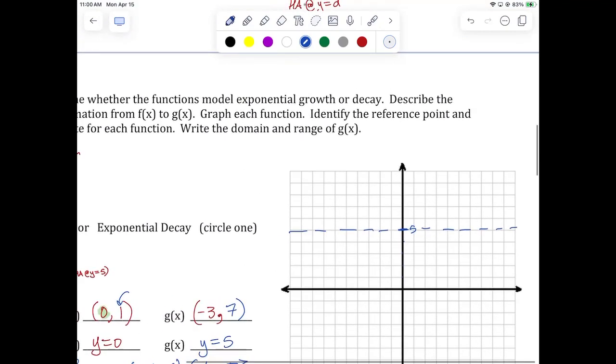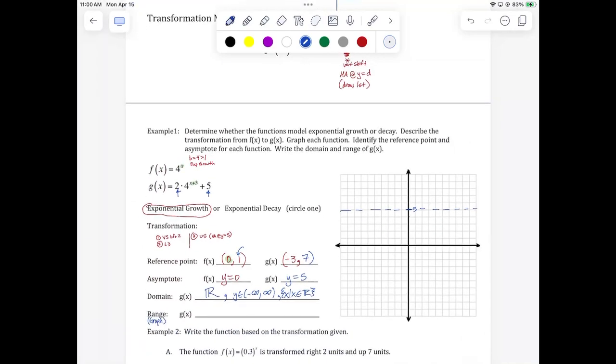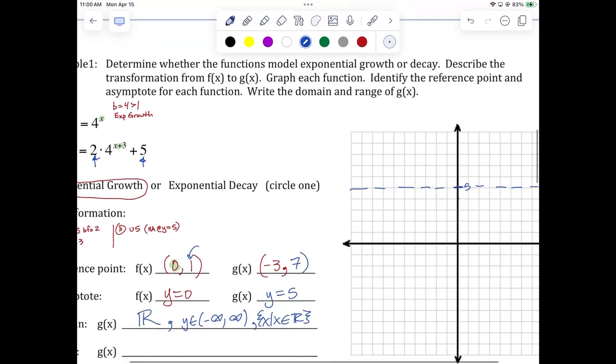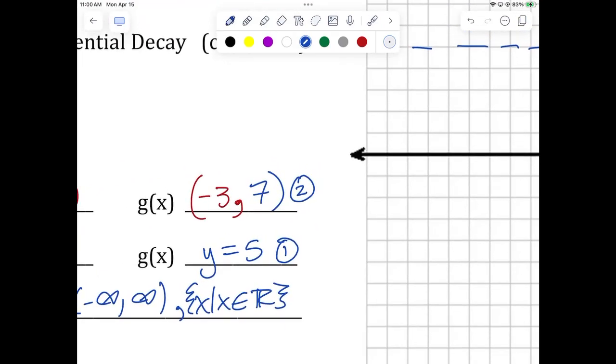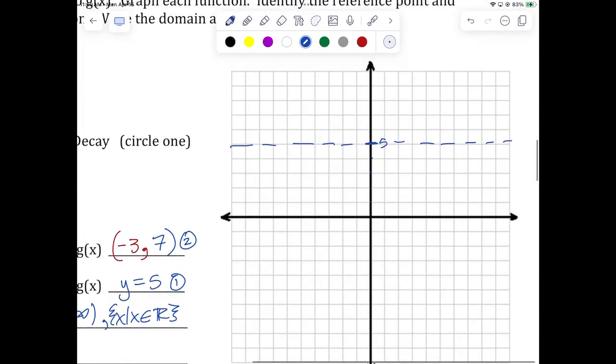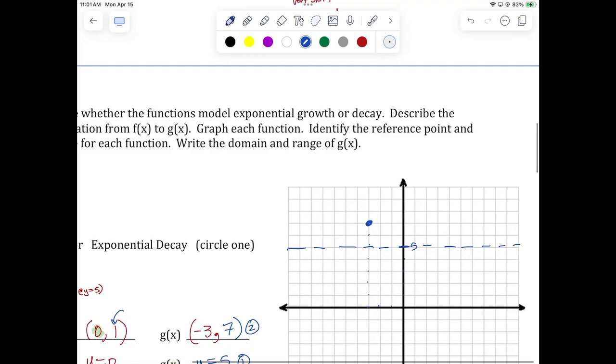Okay. The next question is, did we reflect it across the x-axis? Because if we did, that would be reflecting across the asymptote and it would live below. Did we reflect it? No. So it lives above. What's the next thing we should probably plot? The next thing we should plot is number 2, the reference point, negative 3, 7. 1, 2, 3, 1, 2, 3, 4, 5, 6, 7. There's your reference point.